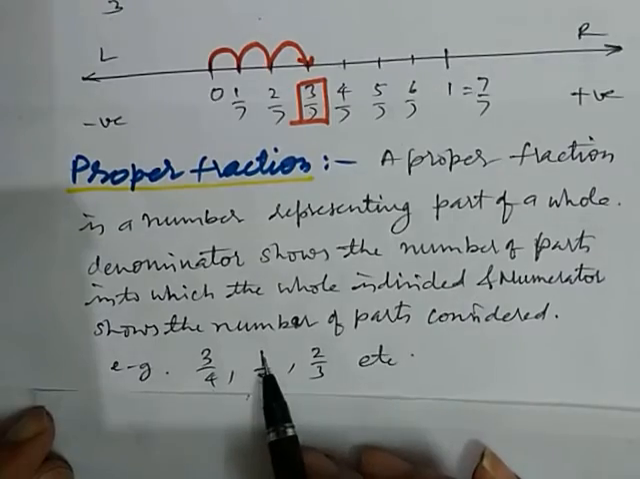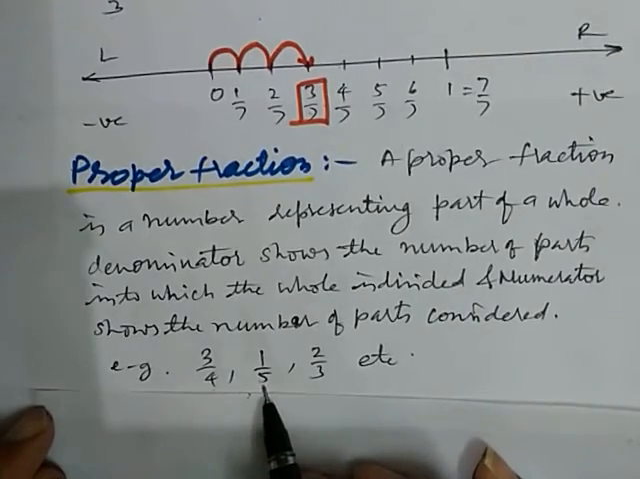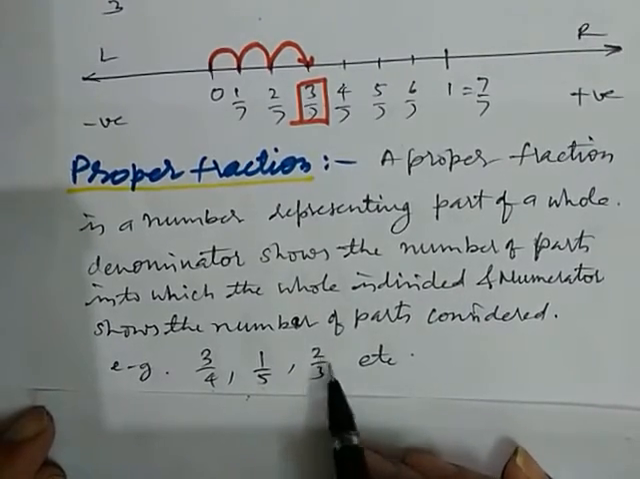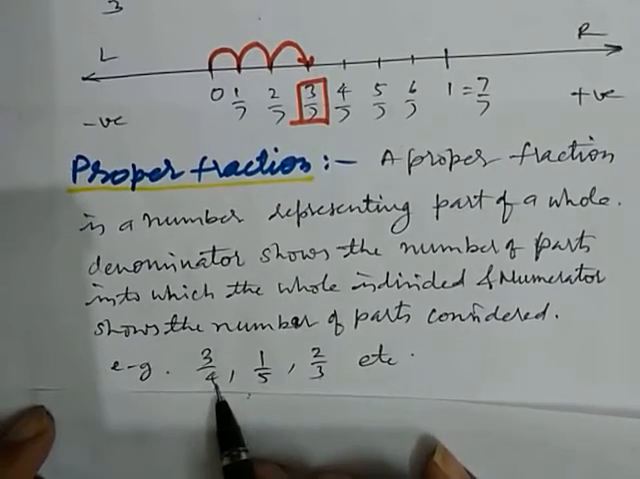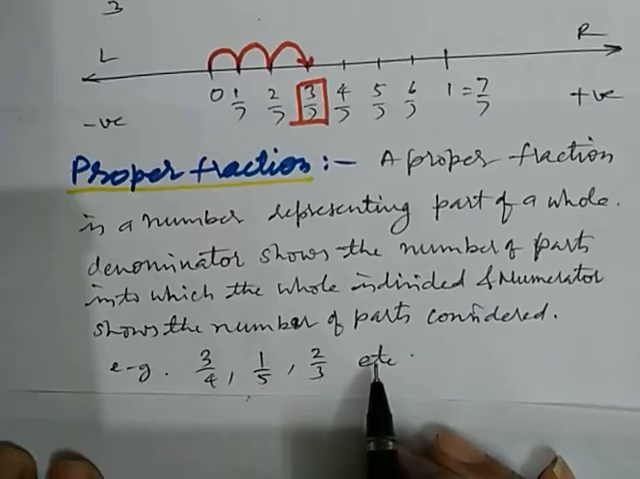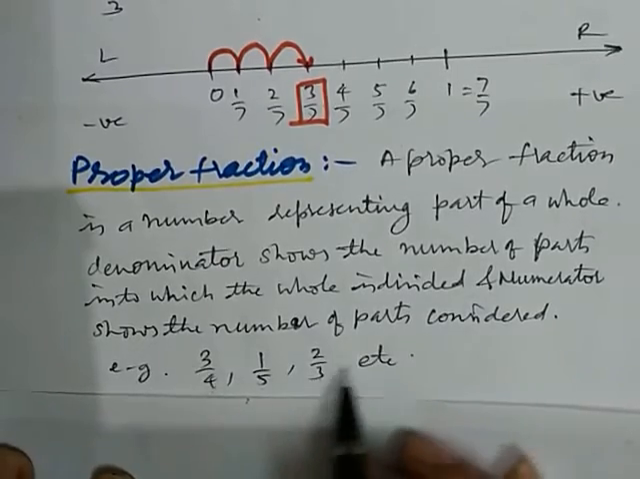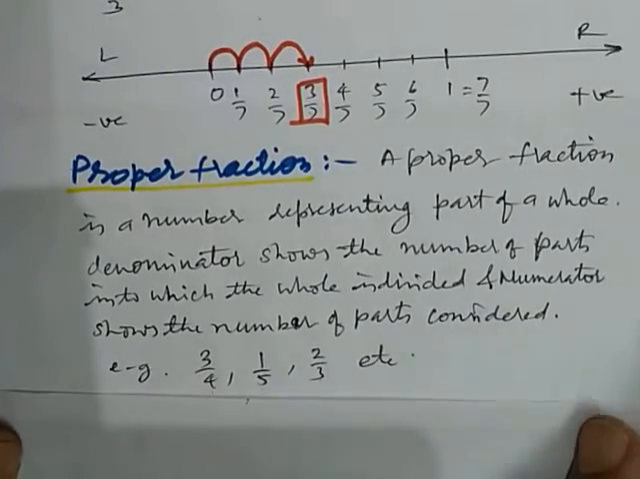Okay, here the numerator is 1, lesser than 5. Here the numerator is 2, lesser than 3. Here the numerator is 3, lesser than 4. So these are the proper fractions. So this way we can express the proper fraction. Okay.